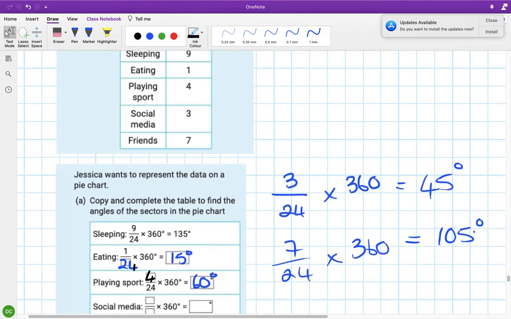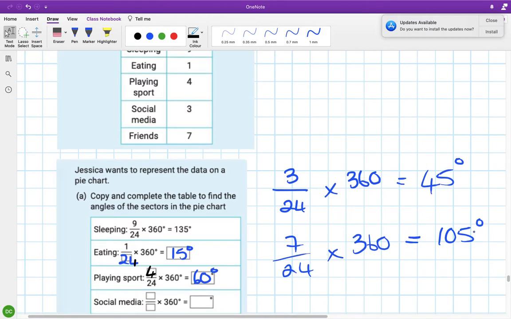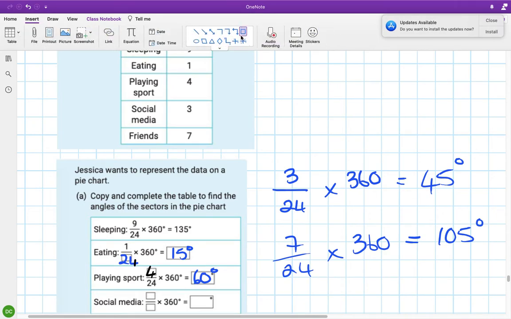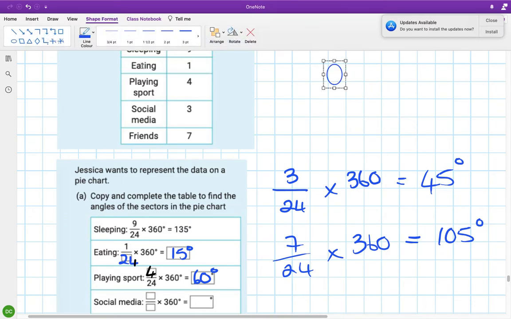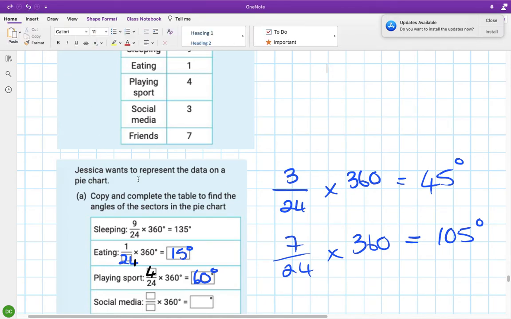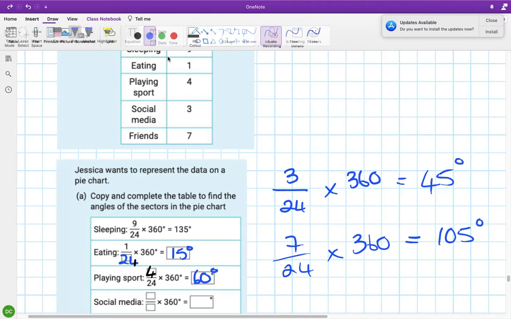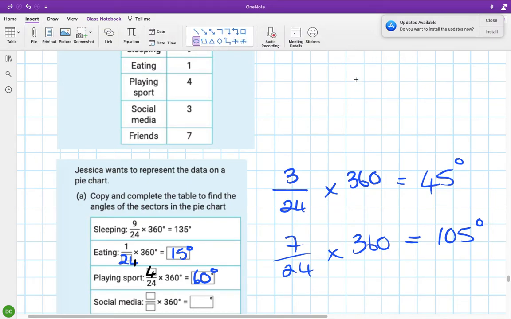Now, the same as before, I'm not really going to be able to draw the pie chart for you because I don't have the protractor or a means to do it. But essentially, I'm going to try and get away without turning this off again. Try again. Hang on. Insert, circle.